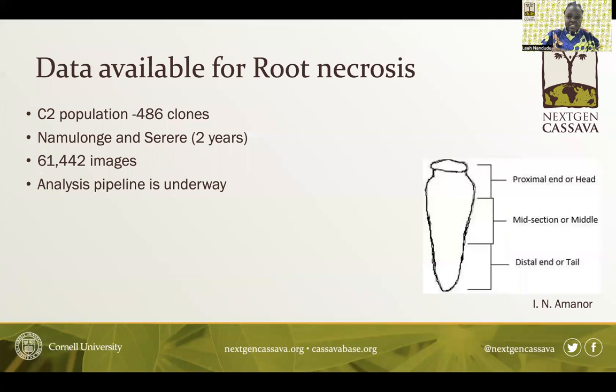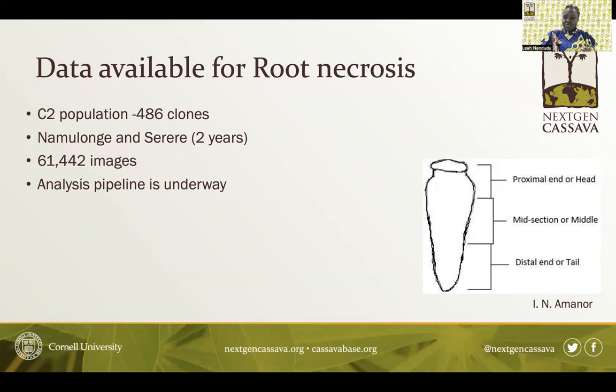Now, what we've done, again, as I highlighted about the cycle 2 population, but just in detail, the cycle 2 population is made up of 464 clones that were planted in Namlong and Serere for 2 years. So far, we have 61,000 images that need to be analyzed.